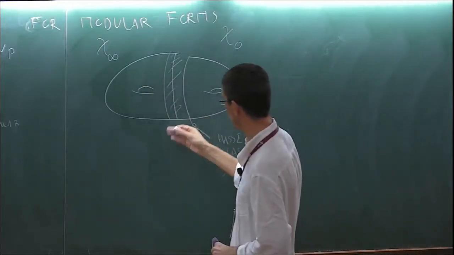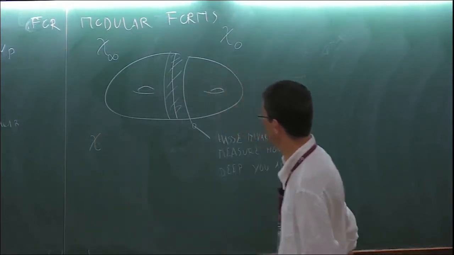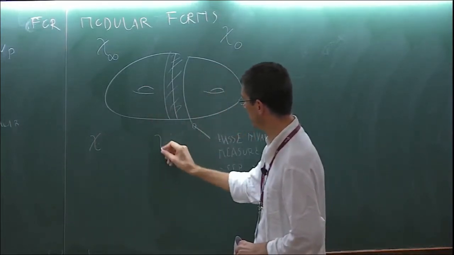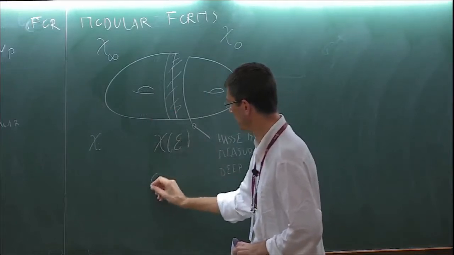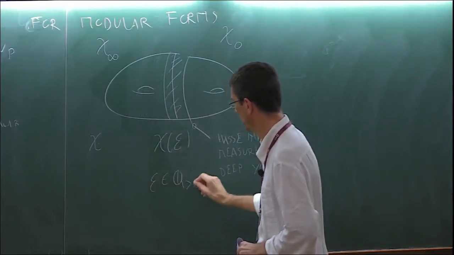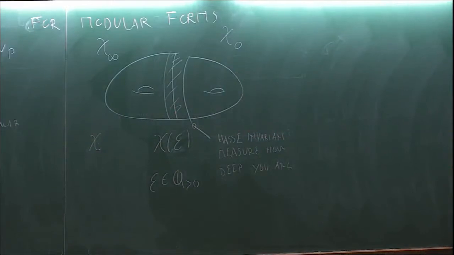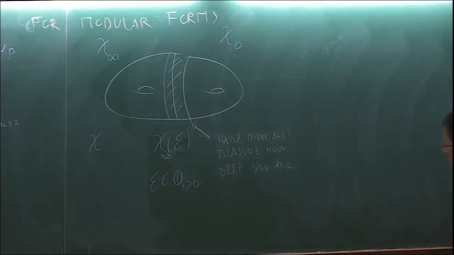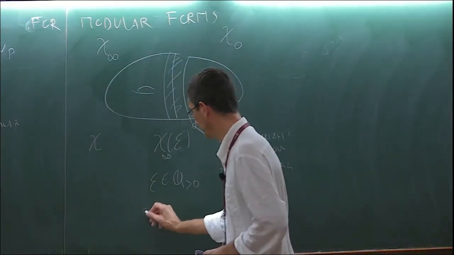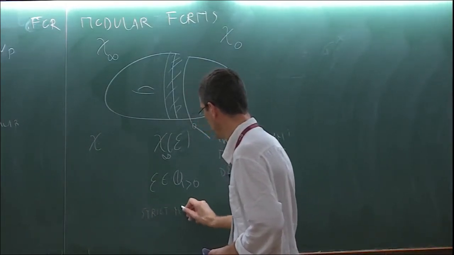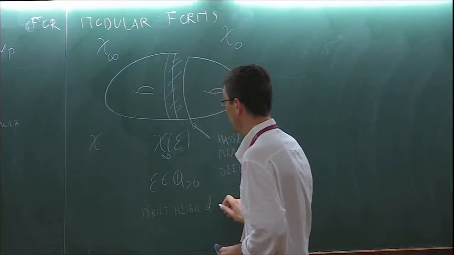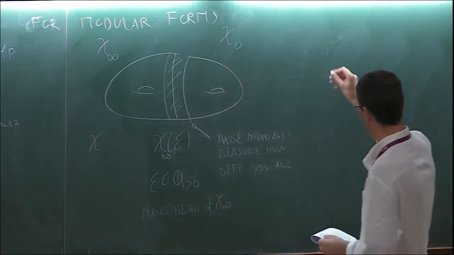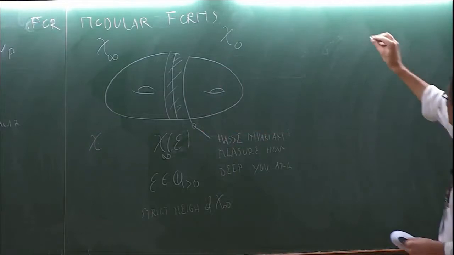And actually there is a way to define tubular neighborhoods, which are given by this epsilon, okay? So for epsilon equal to 0, you get only the ordinary part. Actually, I will be interested in regions around infinity. So this defines strict neighborhoods of X infinity.